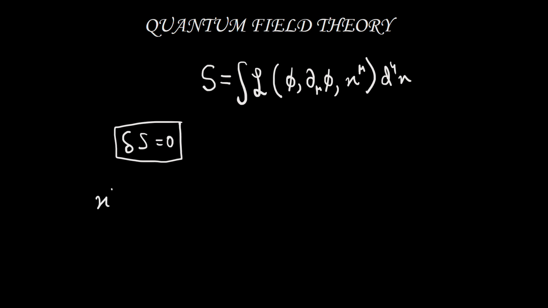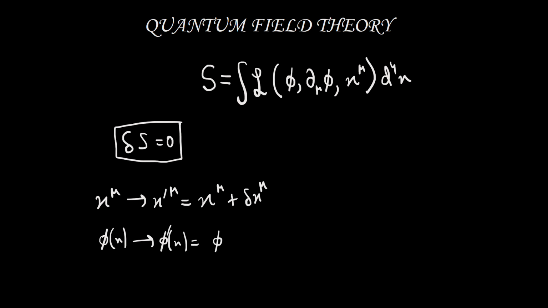So we begin by transforming x mu and the field phi of x. We transform x mu to x mu prime, which equals x mu plus an infinitesimal variation in x mu. Similarly, we transform phi of x to phi prime of x, which equals phi of x plus an infinitesimal variation in phi of x.